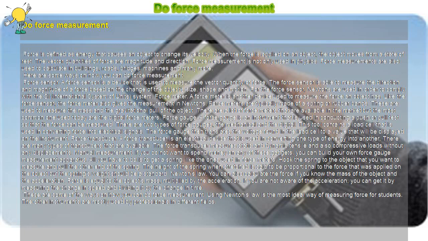Force measurement. Force is defined as energy that causes an object to change its velocity. When the force is applied on an object, the object moves from a state of rest. The vector quantities of force are magnitude and direction.